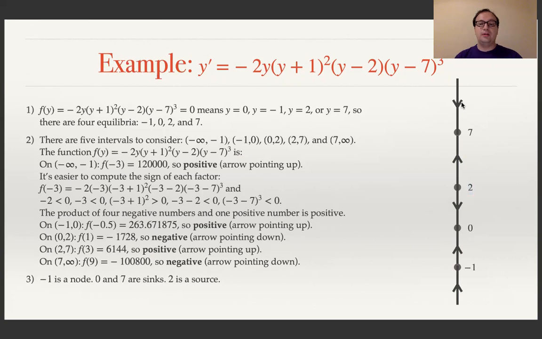And finally, the number 7 is also an equilibrium. This means that the solution y of t is equal to 7 is a constant solution of the equation. And we look at the phase diagram again and see that both arrows are pointing towards 7. So there's the arrow that goes from plus infinity towards 7, and the arrow that goes from 2 towards 7. So this means that 7 is a sink or a stable equilibrium.